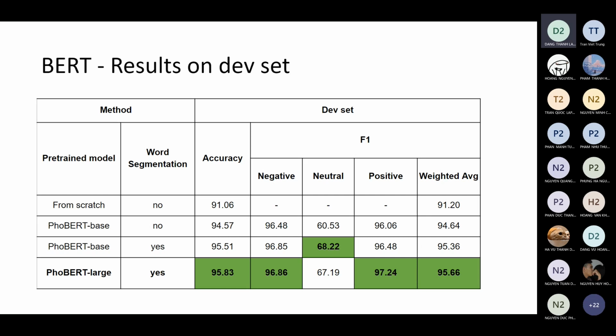Finally, we also try to fine-tune PhoBERT large, which is three times the size of PhoBERT base. And as you can see in the table, the results didn't increase much. With results like this, we can see that pre-training can handle the problem of domain mismatch, because PhoBERT was trained with text from newspapers, and our data is student feedback.